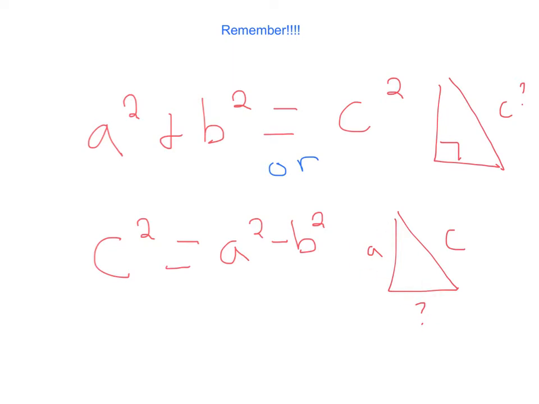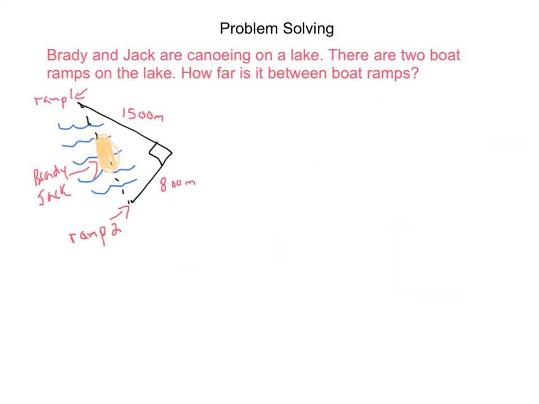So today's going to focus more on problem solving. It's just taking what you've learned from this unit, using these formulas, and applying it to a problem-solving question. So let's take a look at our first example. Brady and Jack are canoeing on a lake. The actual problem is, there are 2 boat ramps on the lake. How far is it between the boat ramps?